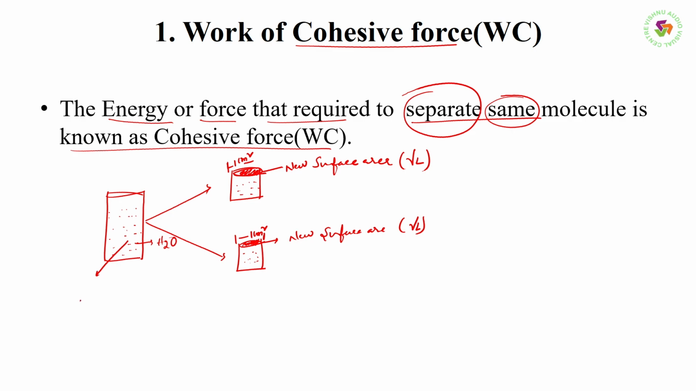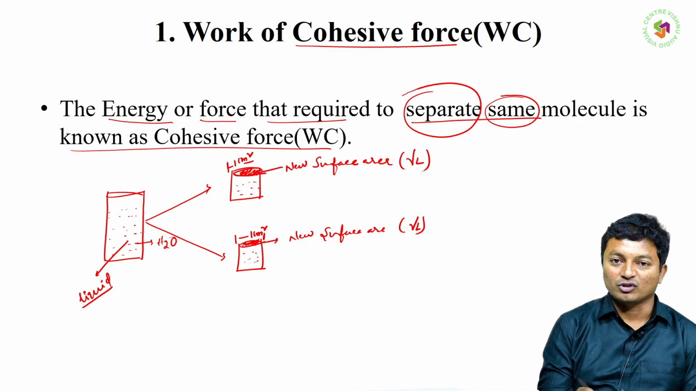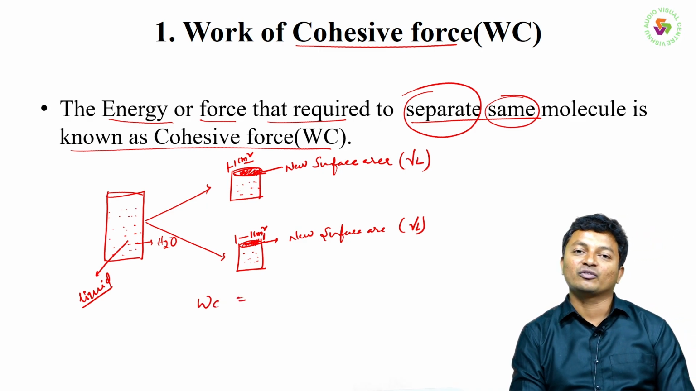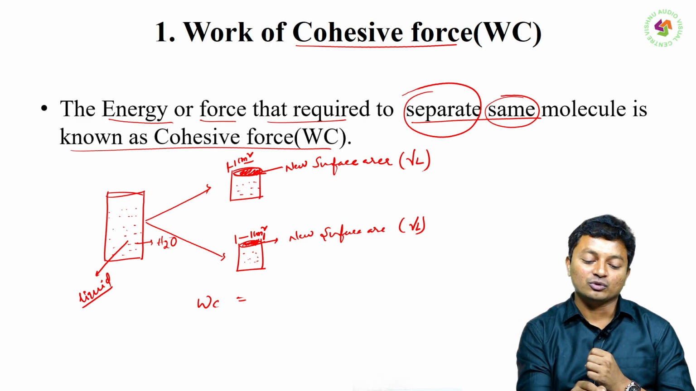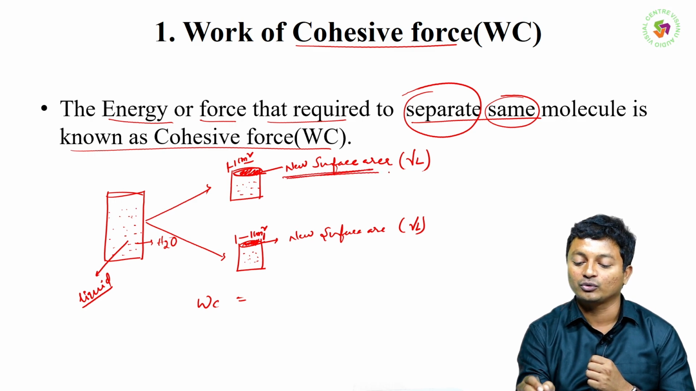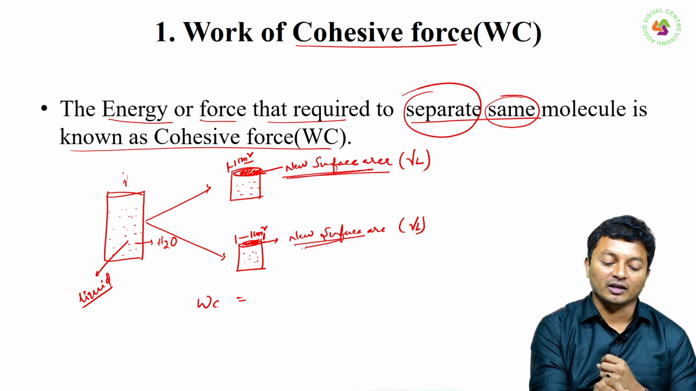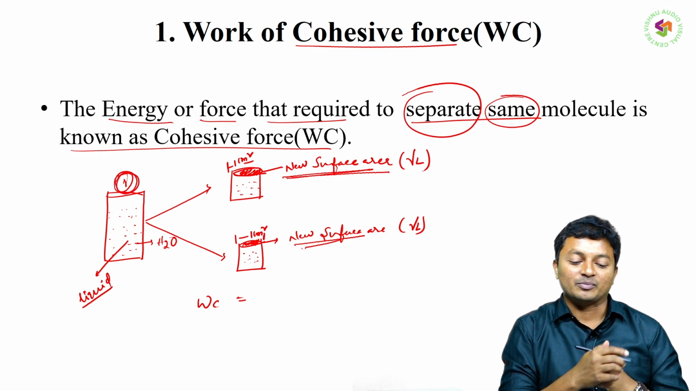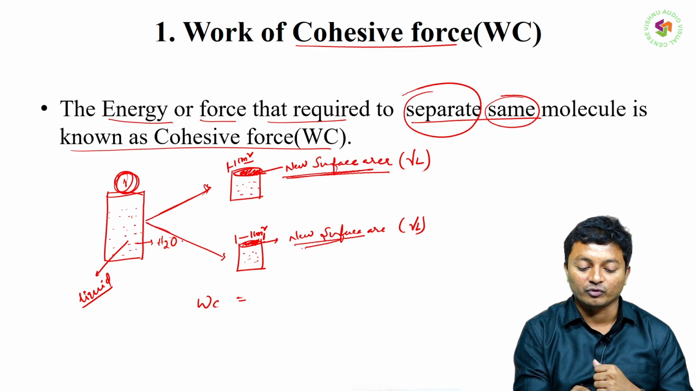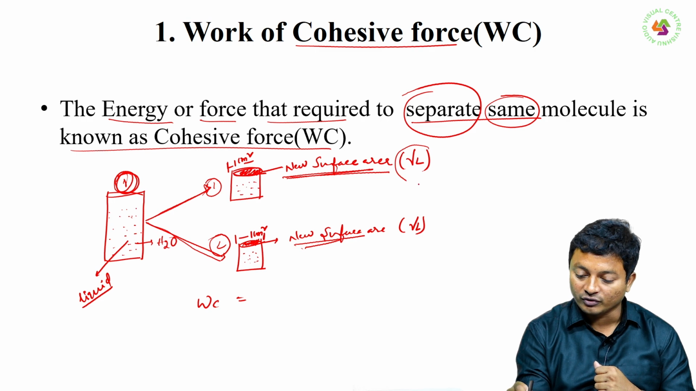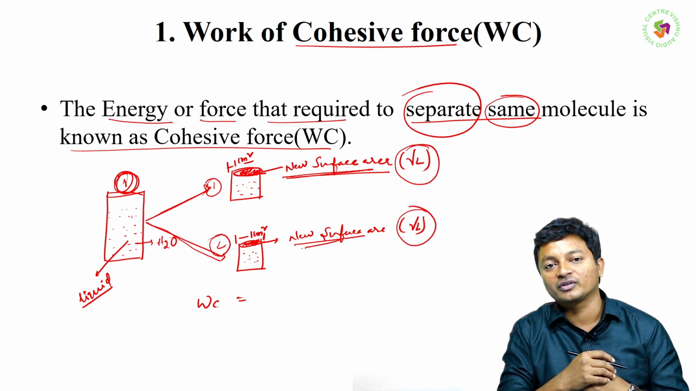This is the liquid sample or water sample. As per this concept, the work done at cohesive force is the separation force between the same molecules. In this experiment we got two new surface areas, or new surface tensions, from the single one. Initially we have a single liquid or water substance, and while we apply the cohesive force on this, we divide it into two different portions, and at these two portions we get two new surface areas.